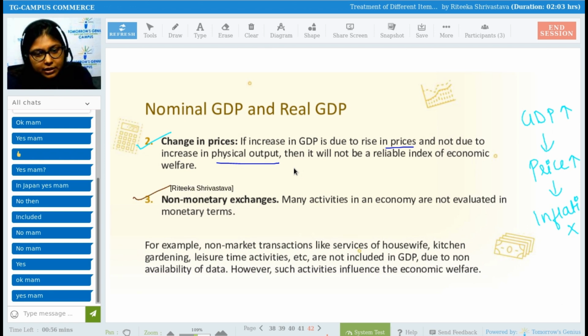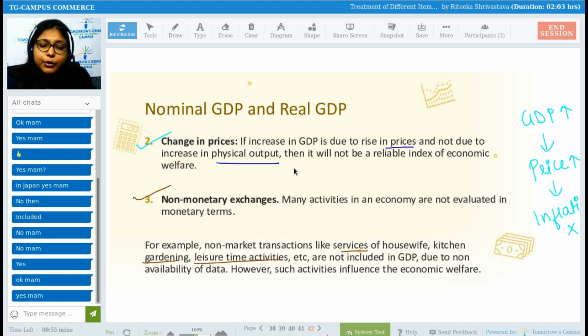Third, non-monetary exchange. Many activities in the economy are not evaluated in monetary terms. There are so many different activities which are not estimated on the basis of economic activity. Example, non-market transactions like services of household, kitchen gardening, leisure time activities, all these things are not included in GDP, due to the non-availability of data. Non-availability of data means you cannot give a price to it.